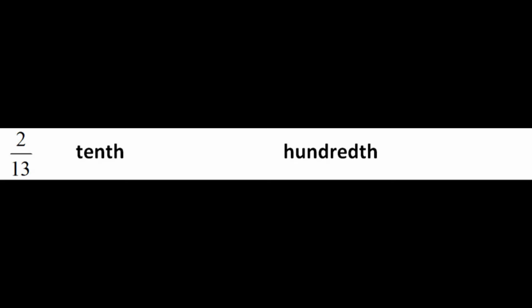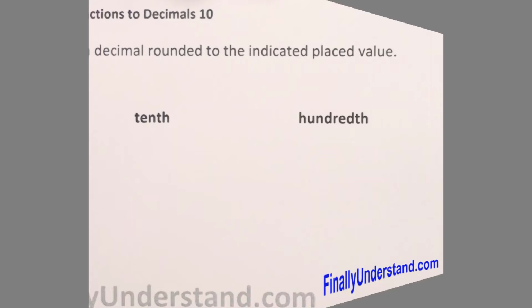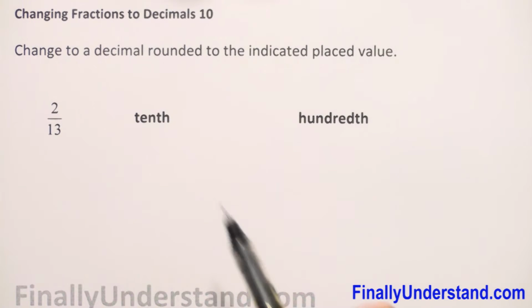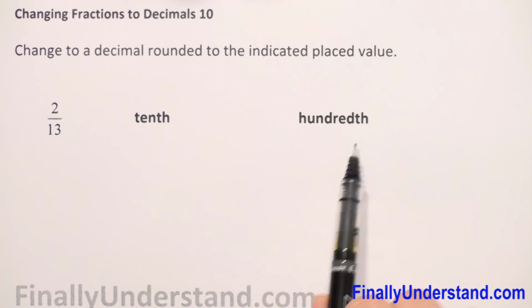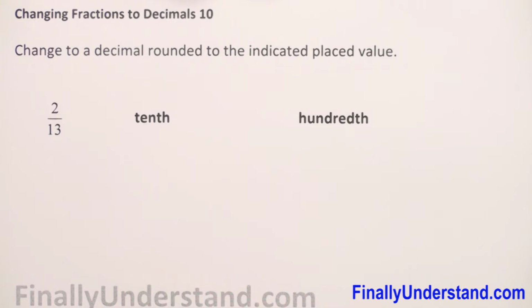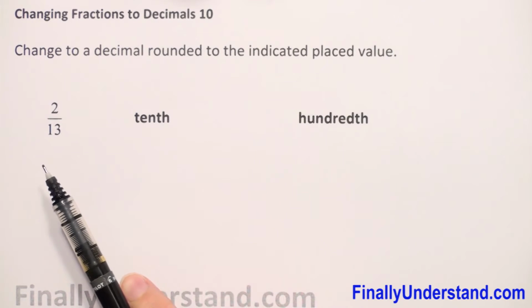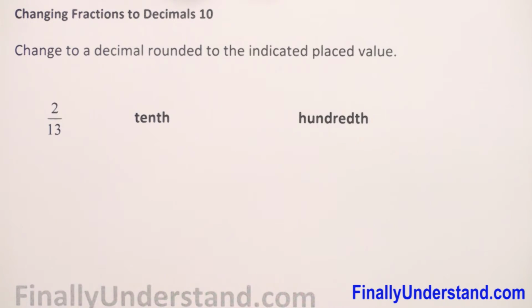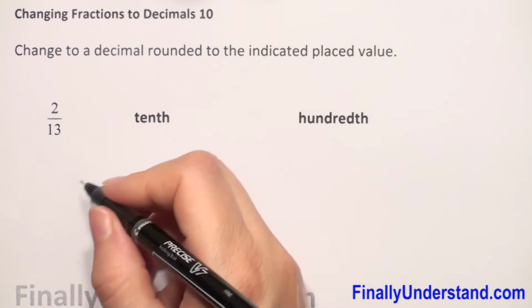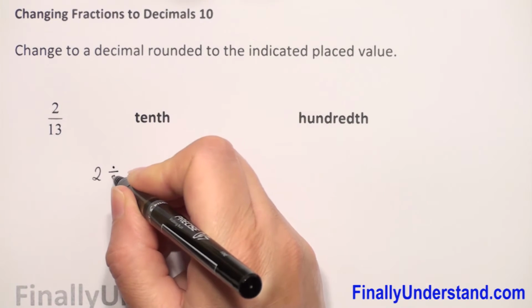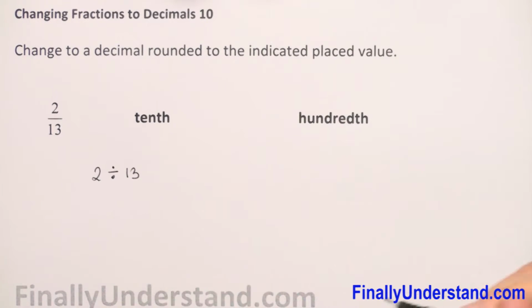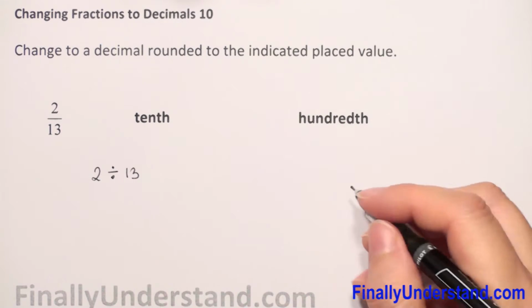We have given fraction 2 over 13 and we need to change this fraction to decimal number and round to tenth and to the hundredth. So when we have to change fraction to decimal number, we need to divide numerator by denominator. So 2 we divide by 13, and what we use? We use long division. Our divisor is 13.